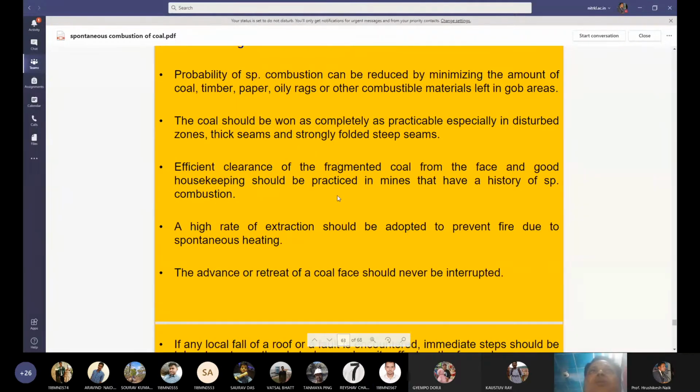The probability of spontaneous combustion can be reduced by minimum tape or okay. The coal should be won as completely as practicable, especially in a disturbed zone, and fragmented coal from the face should be cleared and good housekeeping should be practiced.